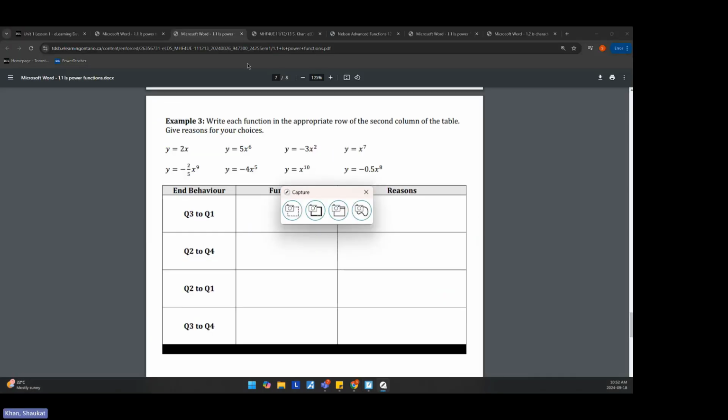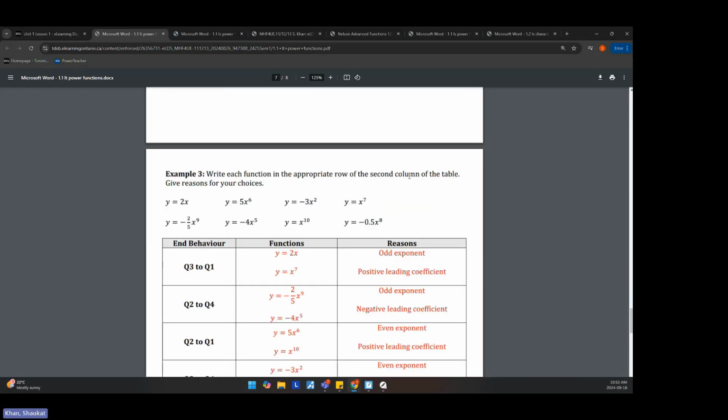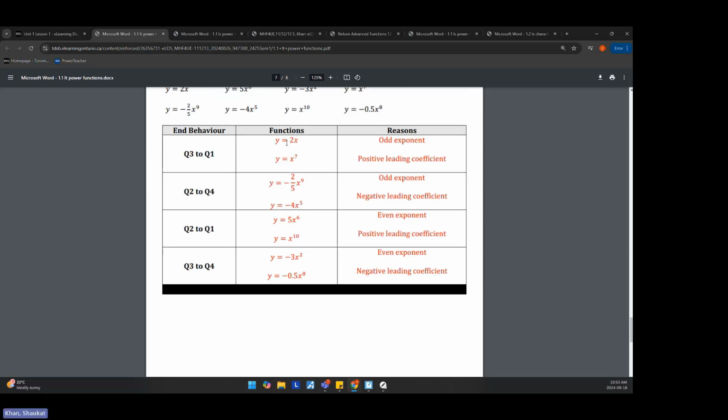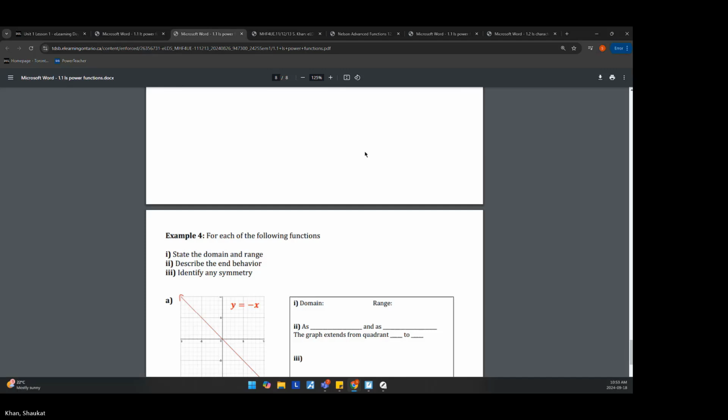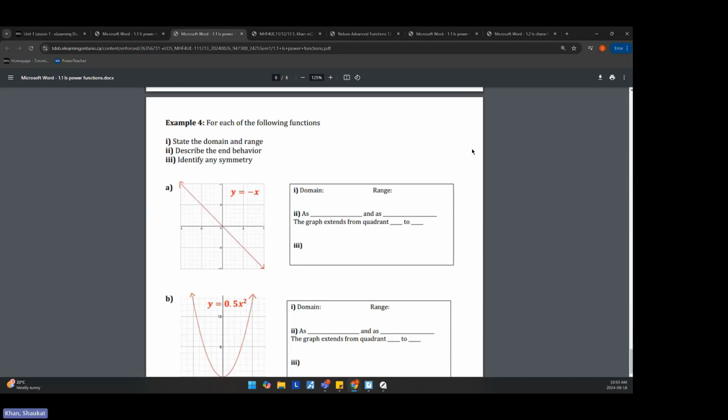And let's see if we did it right. The answers are somewhere here. Yeah, and you can check we did it right. Odd exponent, negative leading coefficient. Oh, let's see what's happening here. For each of the following functions, state domain and range, describe end behavior, identify any symmetry.